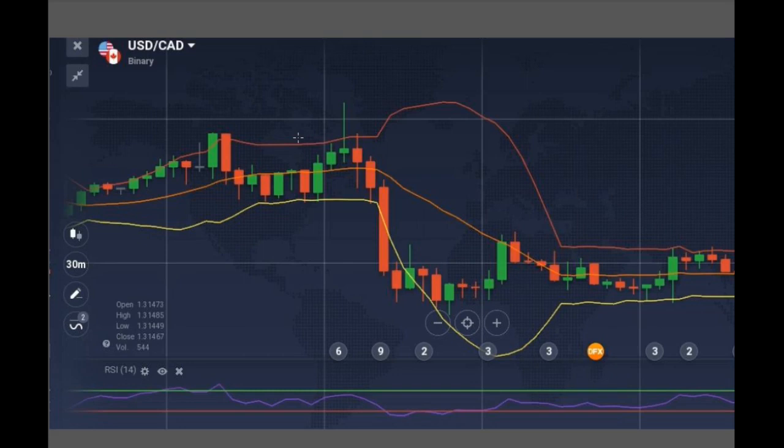You do not use a 5 minutes candlestick to trade 30 minutes expiration. You do not use a 15 minutes candlestick to trade 5 minutes expiration time. So you are using the proportionate candlestick for a particular expiration. The 30 minutes candlestick is equivalent to a 30 minutes expiration time. So I want you guys to be clear on that.